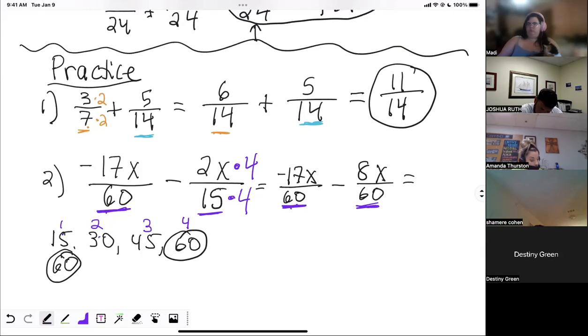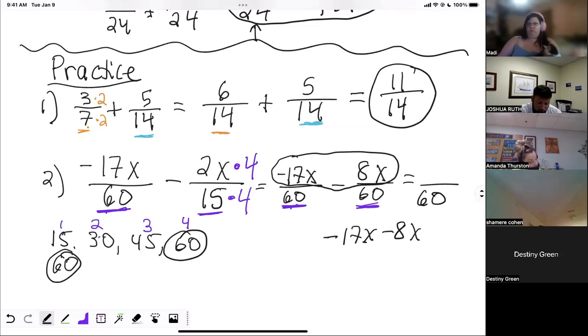Now, how do I put these together? We are just adding like terms. That's what we've been working on, right? So 60 is my denominator because the denominator stays the same. But let me write this down here. What is negative 17x minus 8x? Because that's what it says, negative 17x minus 8x.